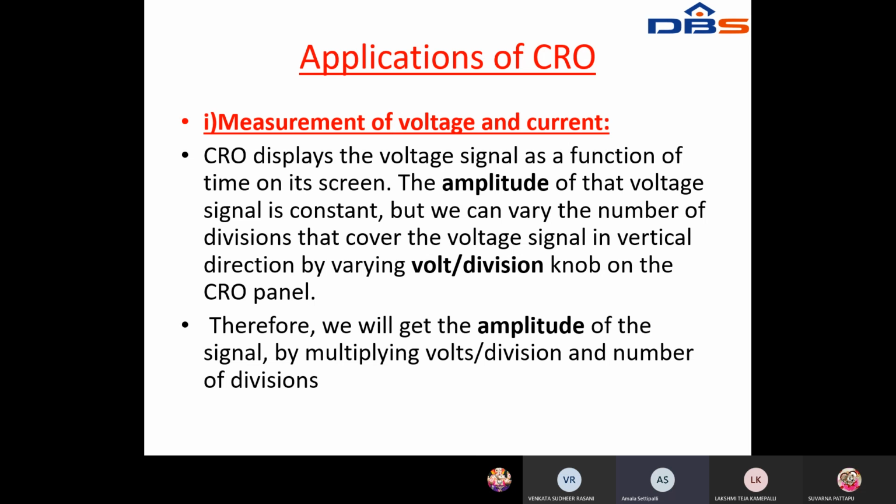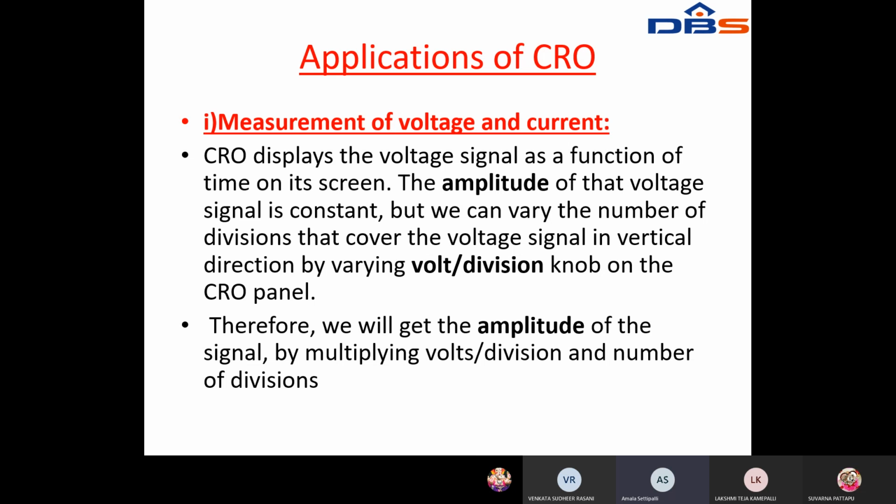Damping torque is provided in three ways: air friction damping, fluid friction damping, and eddy current damping. In air friction damping, the procedure is the same, but here you use an air chamber. In fluid friction damping you use a fluid, and in eddy current damping you use an eddy damping magnet. So these are the three damping torque methods.